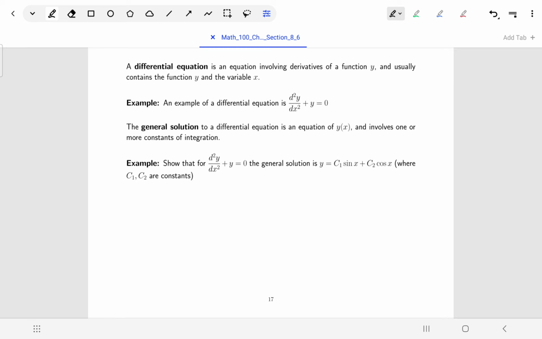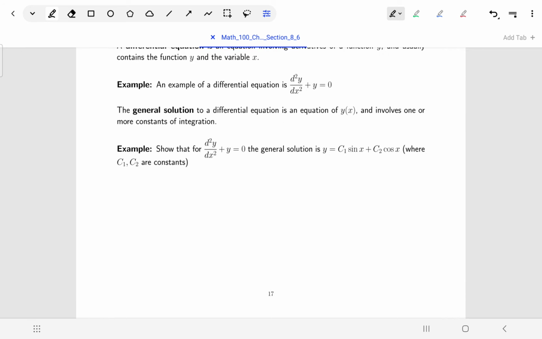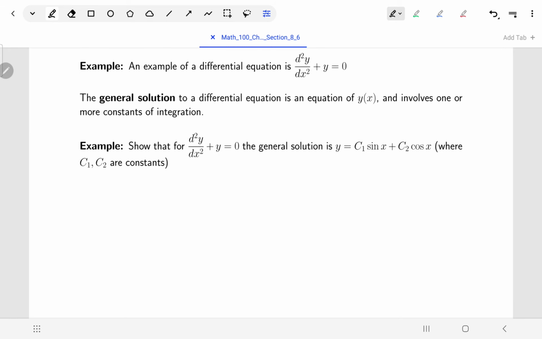So if I'm looking at the equation that we started with, the d squared y dx squared plus y equals 0, if I wanted to show that this is the general solution, constant 1 times sine plus constant 2 times cosine, to show that, all I need to show is that if I take that function y and substitute it in, and also substitute in the second derivative of y, that the two things will add up to 0. So let's do that. Let's find our first and second derivatives.